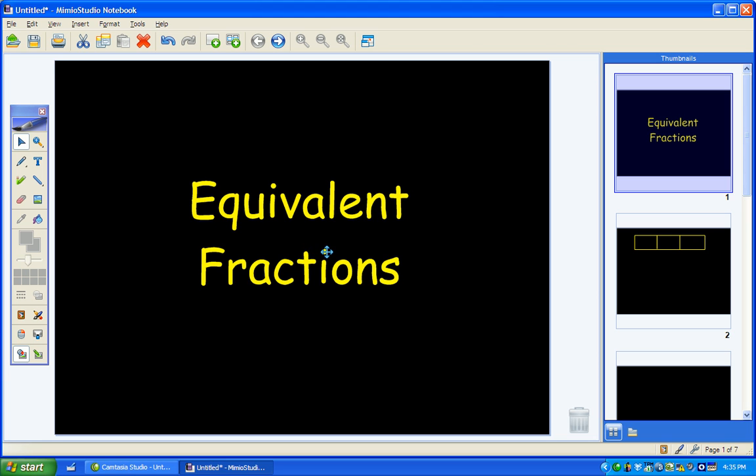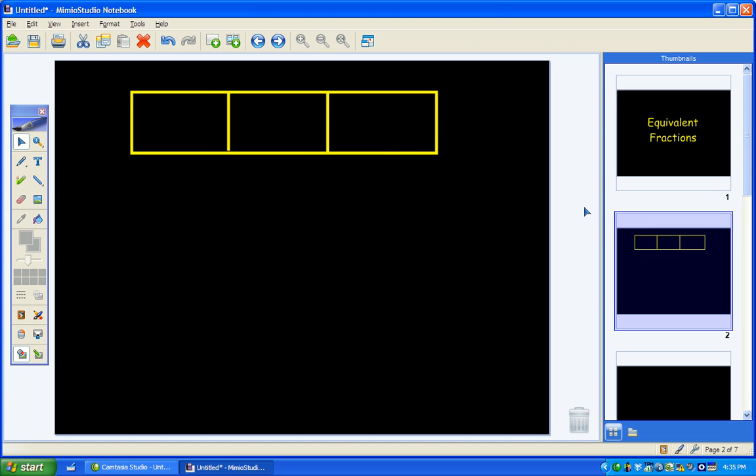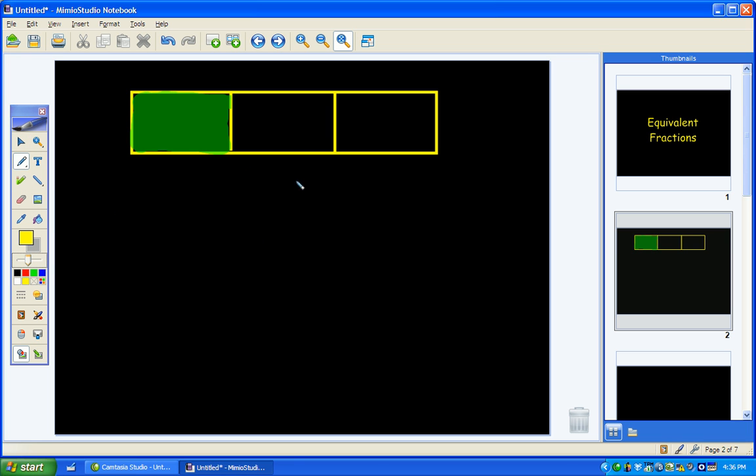Alright, we're going to be talking about equivalent fractions. Let's look at this model right now. This model is showing a whole that is cut into 3 pieces. So if I were to shade in one of those pieces, I would identify this fraction as 1/3.